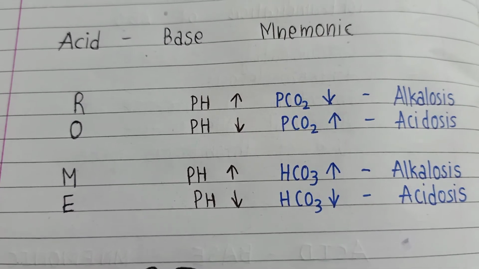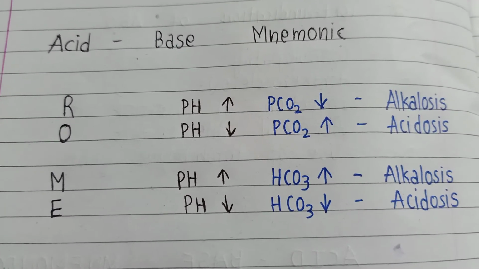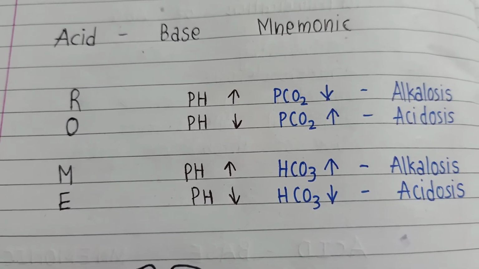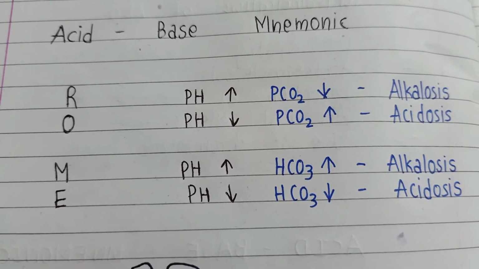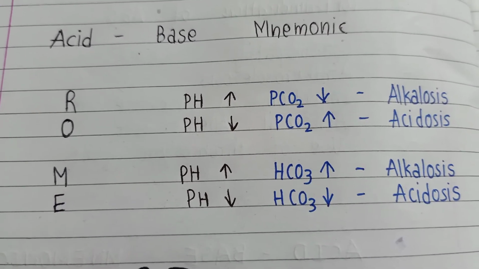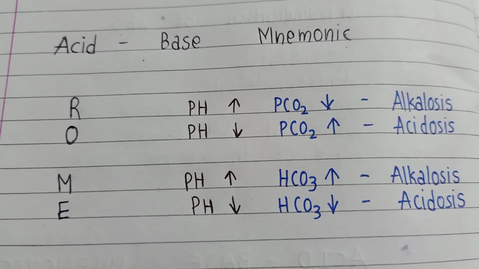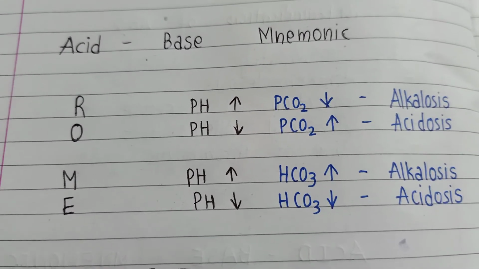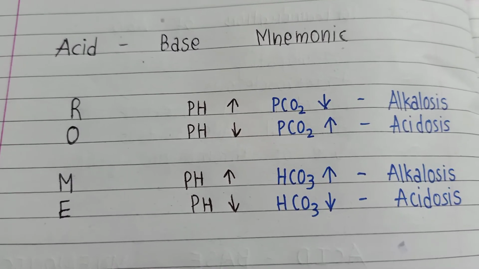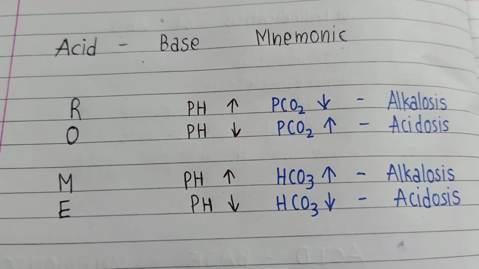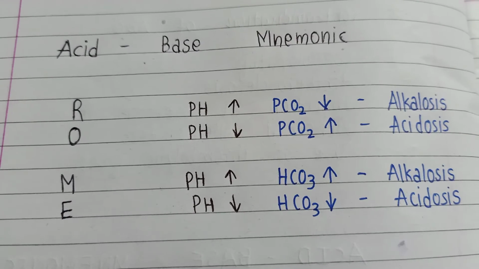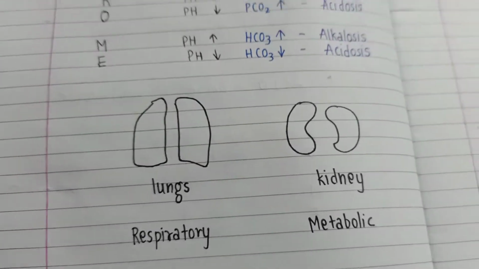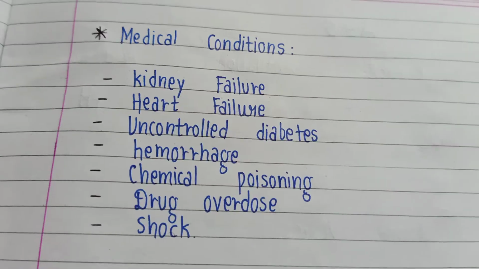And in the metabolic, you can see that it is equal. When the pH increases, the bicarbonate will also increase, so it shows an alkalosis condition. And when the pH is decreasing and HCO3 is also decreasing, it shows there is an acidosis condition. We must know whether the patient is going through metabolic acidosis or respiratory acidosis, because these two are controlled by different organs. That's why it is important to know this mnemonic.